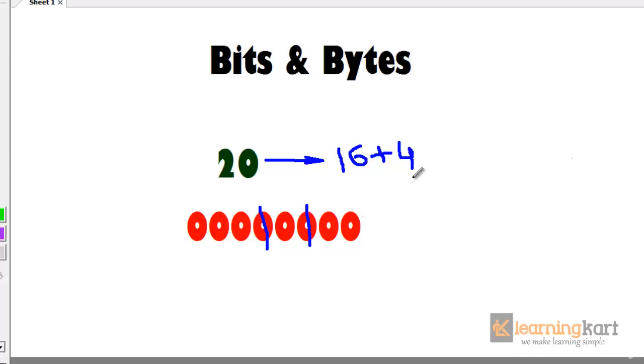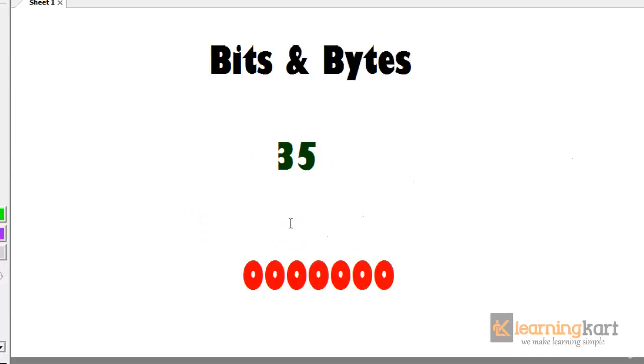Let's see another example so as to get this better. Let us see an example which is now 35. Let us again follow the same process and break this into multiples of 2. So if I can just see what it can be. This is one. We put a 1 here because 2 to power 0 goes to 1.